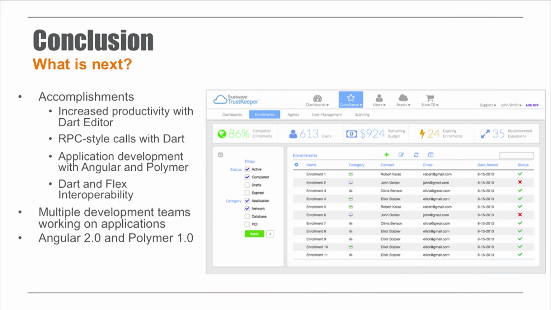So what are some of the conclusions and what's next for us? Well, we saw increased productivity with Dart Editor and going forward now with WebStorm. We have the RPC style calls with Dart. We have application development going on within Polymer right now and Angular with the portal framework. And we have Dart and Flex interoperability with the modules loading into our portal.